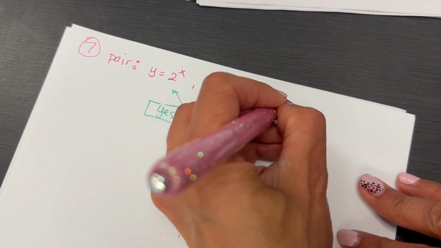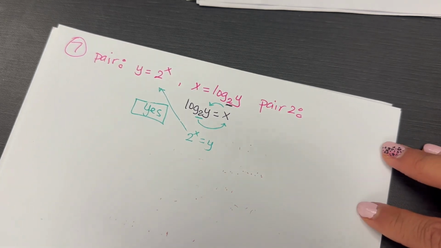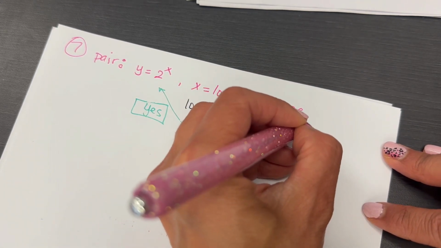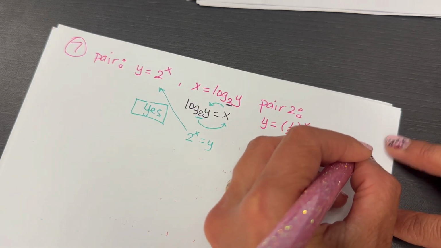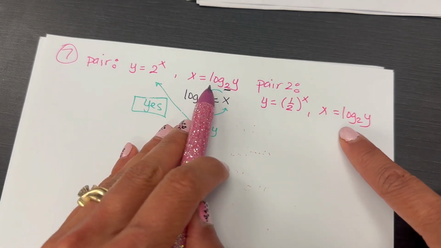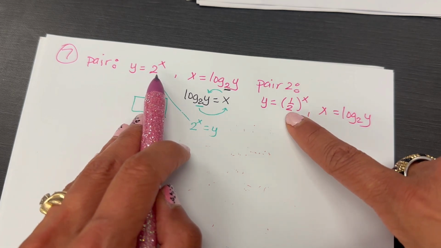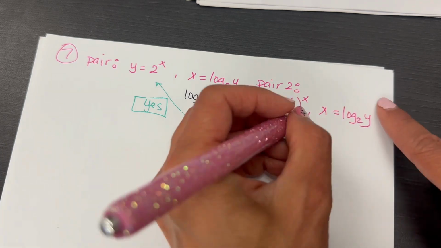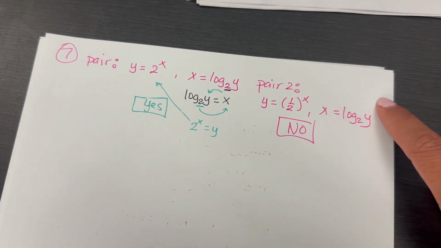So let's look at pair number 2. Pair number 2 is y equals 1/2 to the x power versus x equals log base 2 of y. Well, we already said x equals log base 2 of y is paired with y equals 2 to the x. A base of 2 and a base of 1/2 are not the same. So this is a big fat no. These are not a pair. So you would type in no into that box.